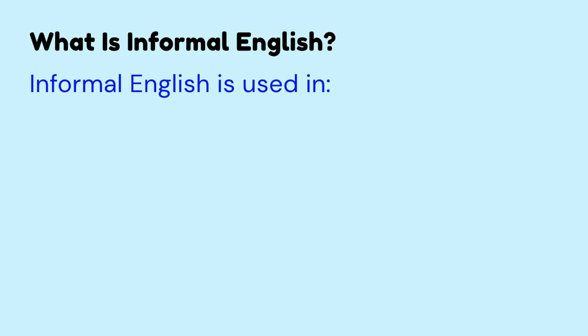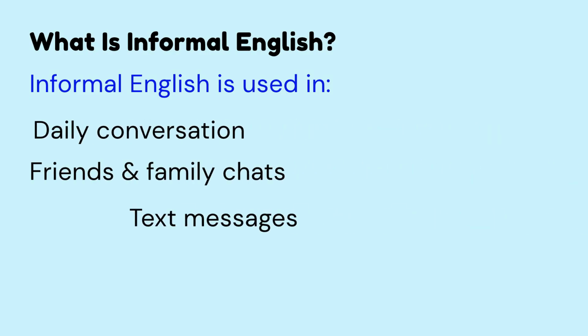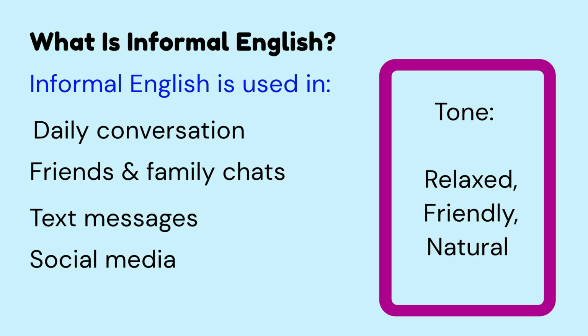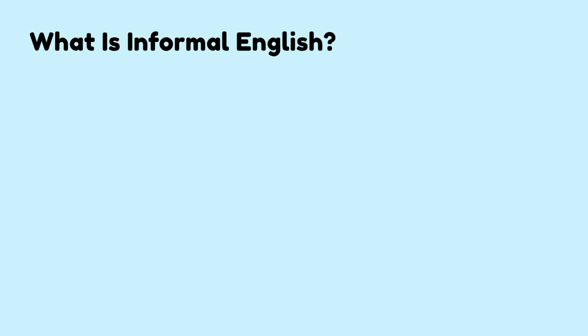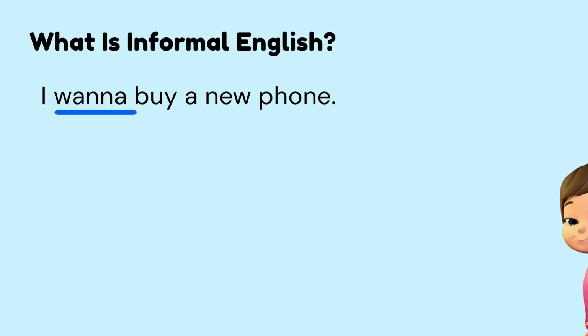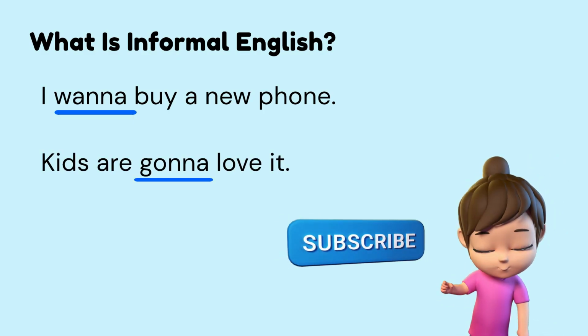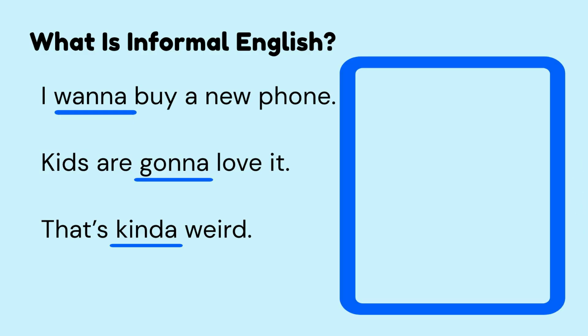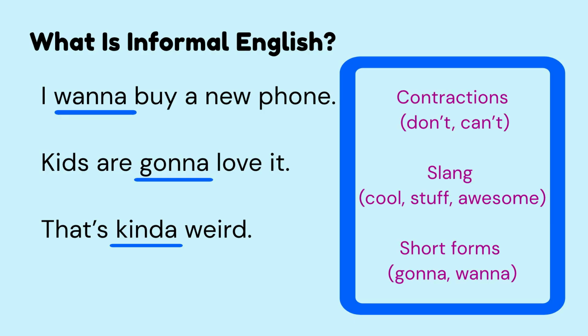Informal English is used in daily conversation, friends and family chats, text messages, social media. Its tone is relaxed, friendly, and natural. For example, "I want to buy a new phone." "Kids are gonna love it." "That's kinda weird." Informal English often includes contractions, don't, can't, slang, cool, stuff, awesome, short forms, gonna, wanna.